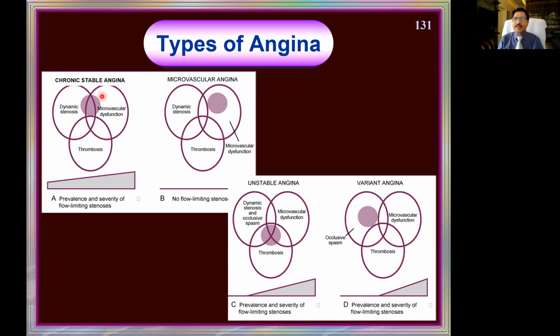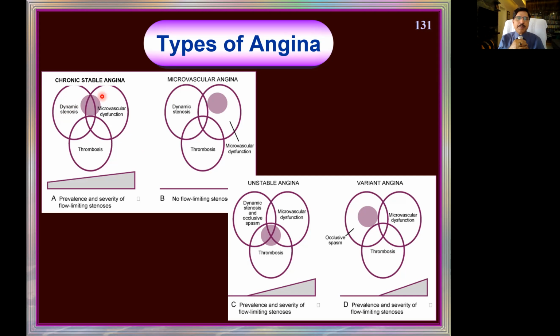Stable angina is a warning sign. If somebody is presenting with chronic stable angina for 2 years, 3 years, he has got enough time to investigate himself, take treatment, and see that he doesn't exert himself, or beta blockers are given and the heart rate is reduced. It is a boon if somebody presents with chronic stable angina rather than straight away with myocardial infarction.